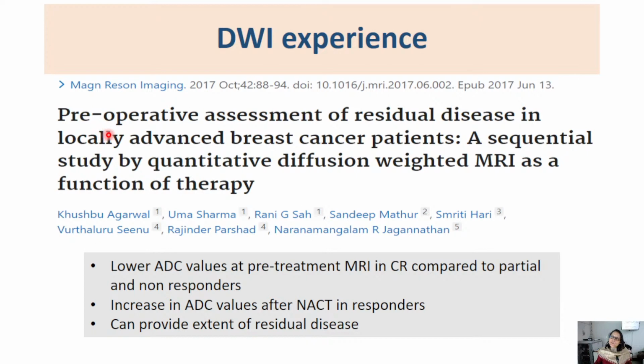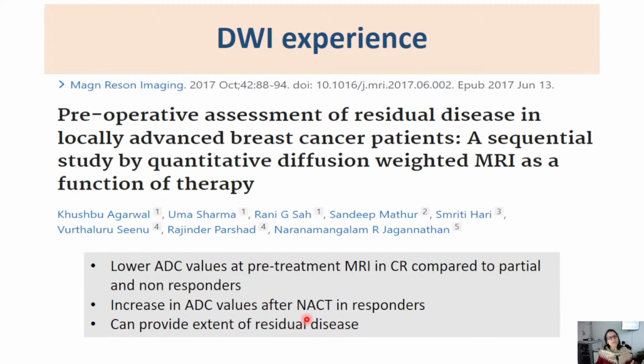Primarily, this was the first one, the preoperative assessment of residual disease in locally advanced breast cancer patients. And we found that lower ADC values at pre-treatment MRI are associated with a complete response compared to those patients who have shown a partial or a non-response with relatively higher ADC values. It also showed a change in ADC values after receiving neoadjuvant chemotherapy.